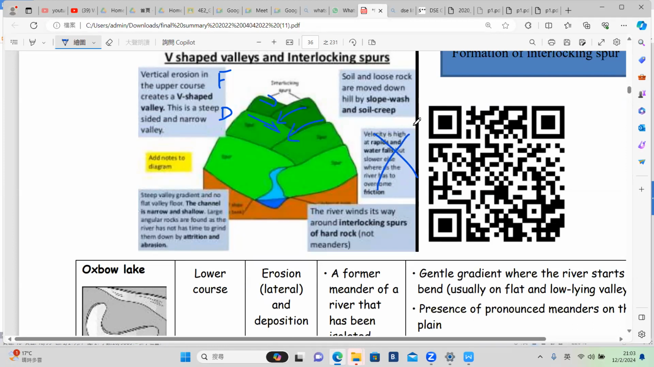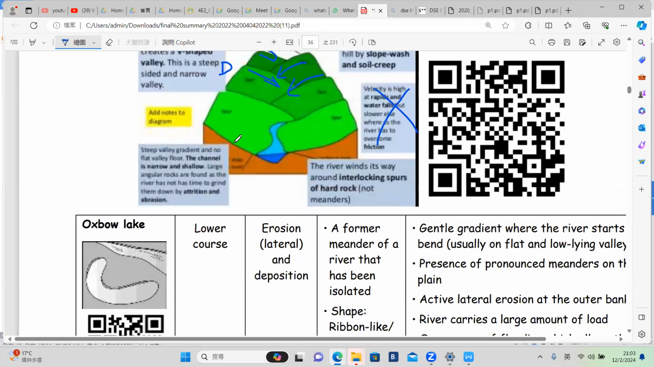Then this one we exclude, because I don't think it will happen along with the waterfall. If they examine the waterfall and plunge pool together with the interlocking spur, that would be crazy, at least 10 marks; I don't think it will happen. Then the channel will become shallow and narrow, and then a low, flat valley floor. The channel is narrow and shallow.